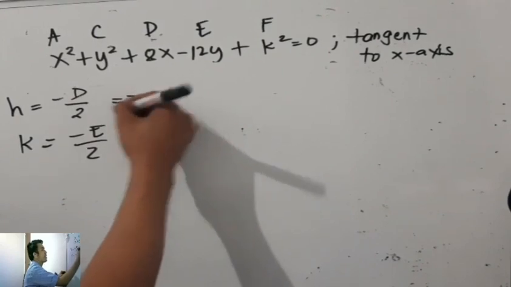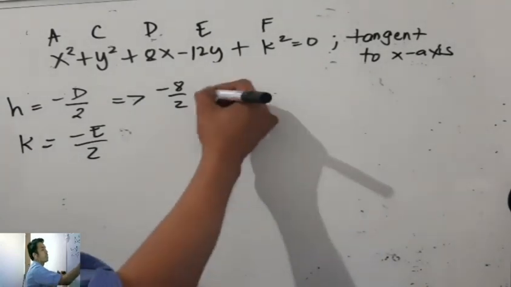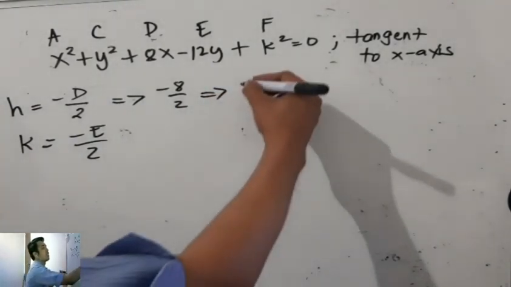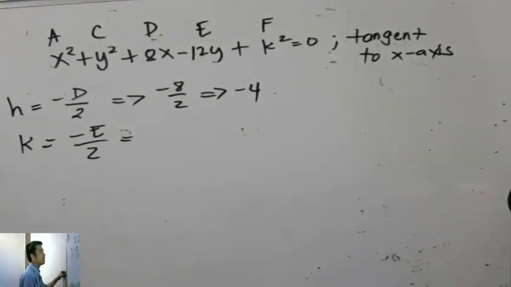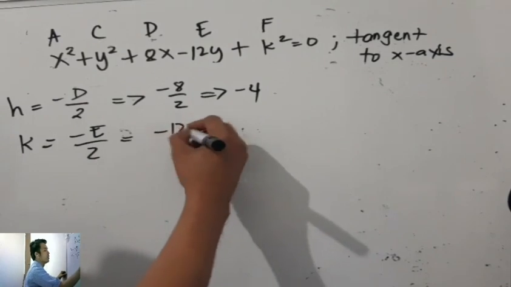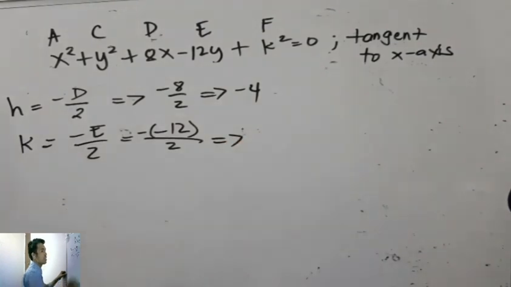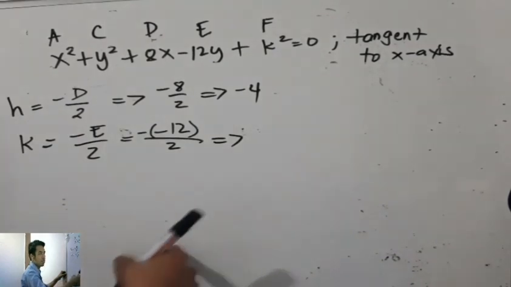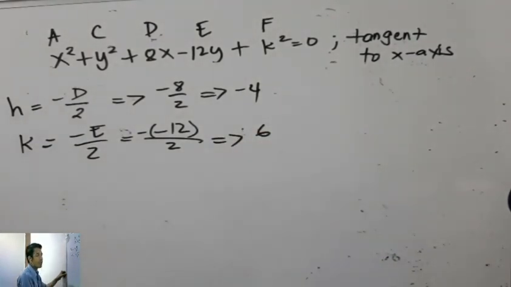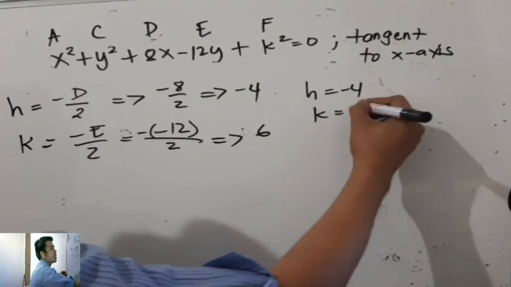Now, what will be the answer for the h? So we have negative d. Get the coefficient only, negative 8 over 2. So the h now is negative 4. How about the k? So we have here e is negative 12 divided by 2. So the answer is negative times negative 12 is positive 12 divided by 2, and that is 6. So now our h is negative 4 and our k is 6.